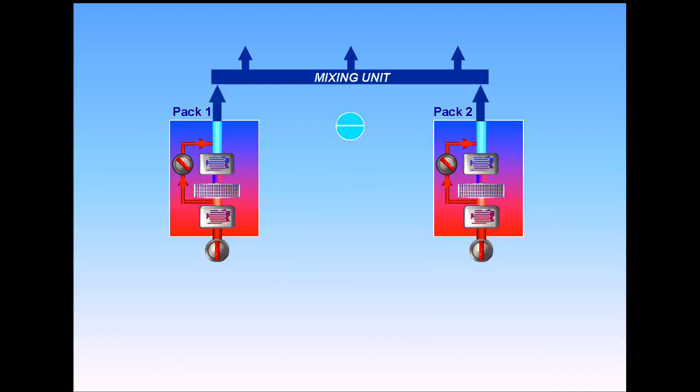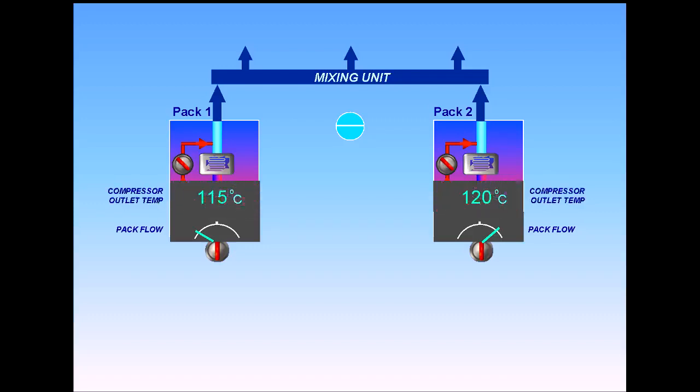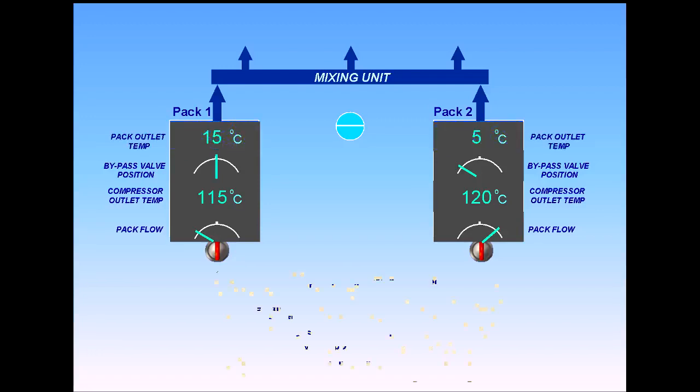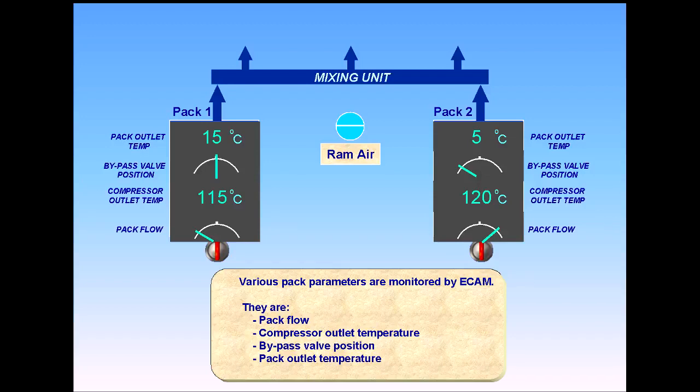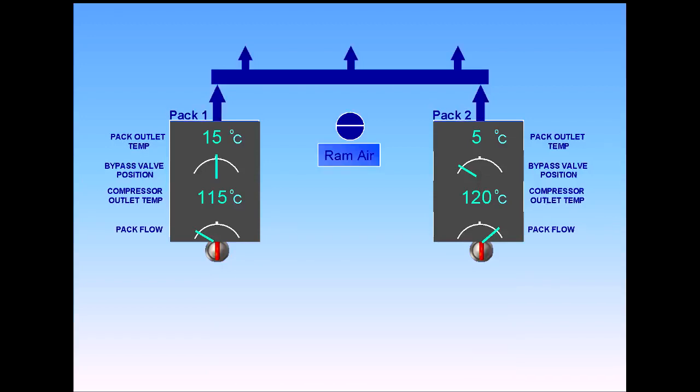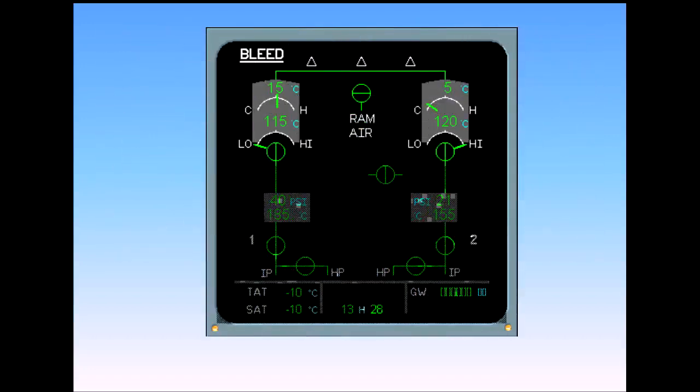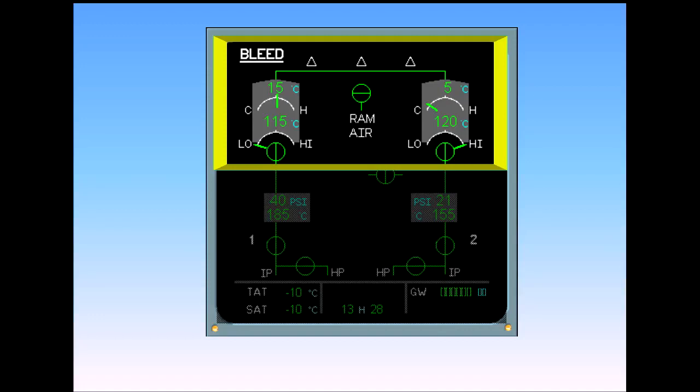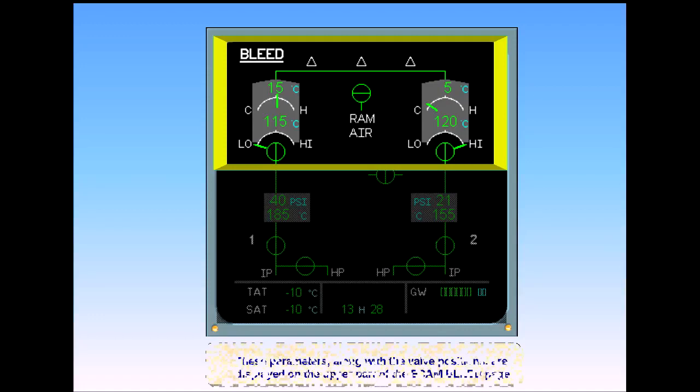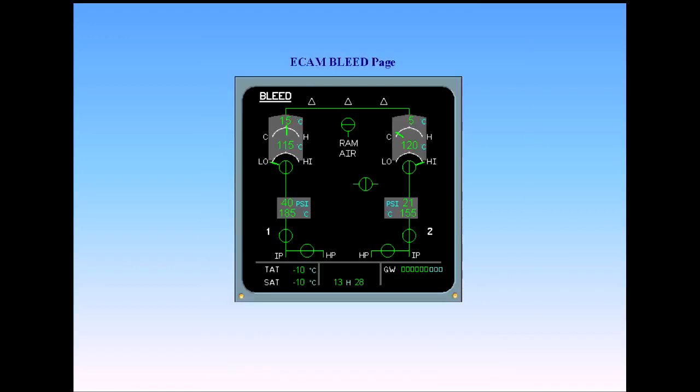Various pack parameters are monitored by ECAM. They are pack flow, compressor outlet temperature, bypass valve position, and pack outlet temperature. These parameters, along with the valve positions, are displayed on the upper part of the ECAM bleed page. Having discussed the air conditioning packs, we will now look at how temperature and flow regulation is achieved throughout the aircraft.